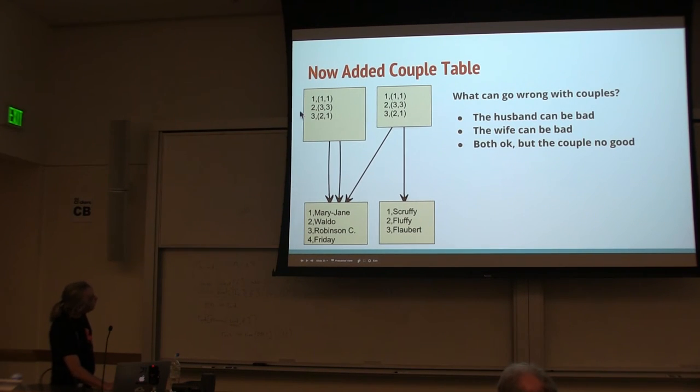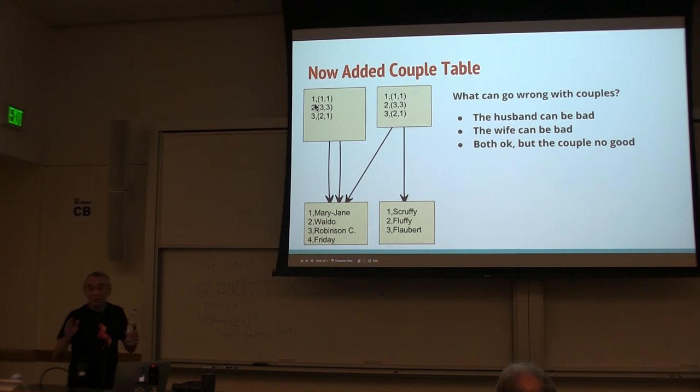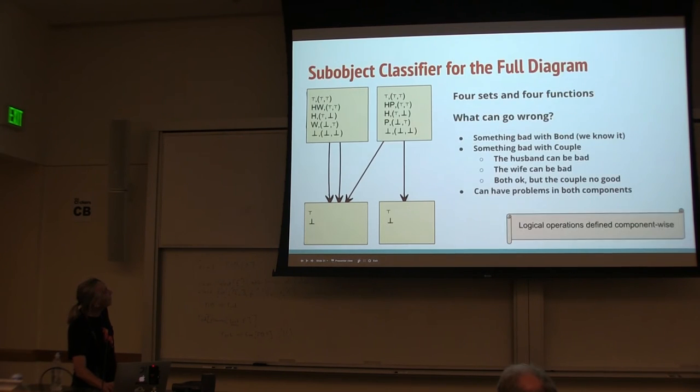So what can go bad with couples? Both can be bad. One can be good, one can be bad. Both can be good, but still the couple is bad. And then they divorce, probably, right? Or everything could be good, and we have five different logical values here as well. So both bad, wife is good, husband is good, wife is bad, and both are good, and again the couple is good. So this logic, and we have this logic. So imagine all the combinations that we can have, right?